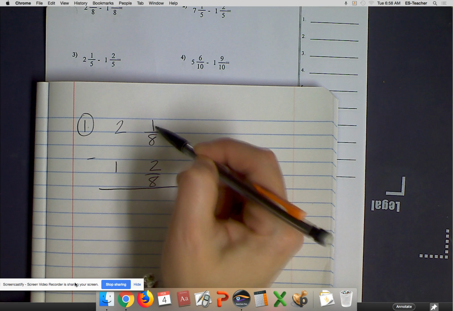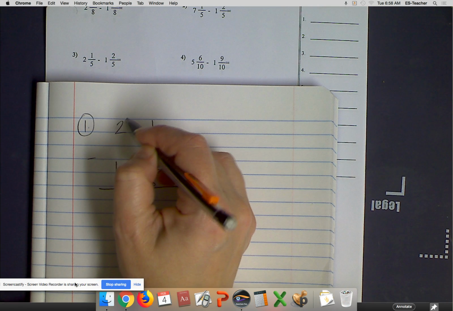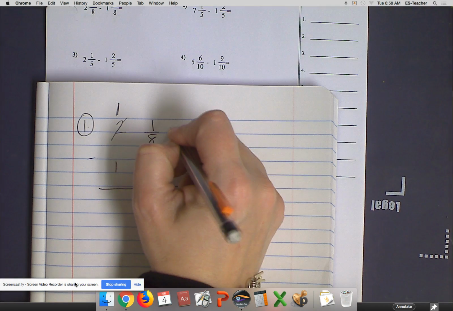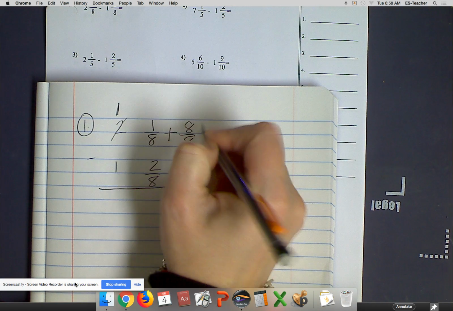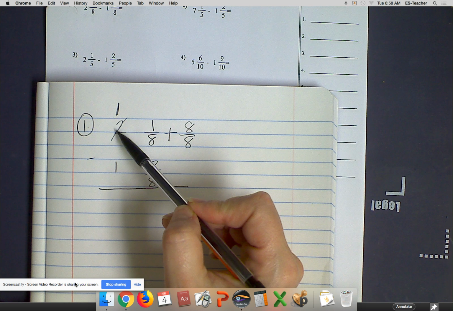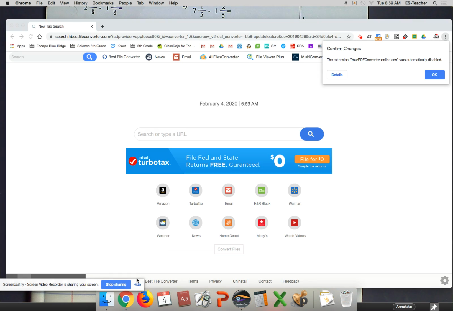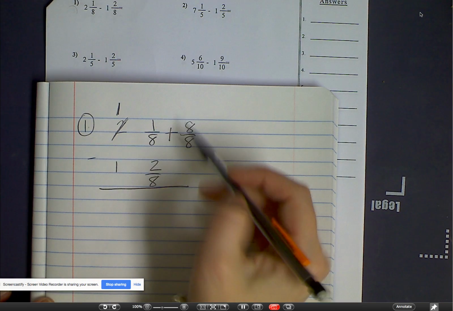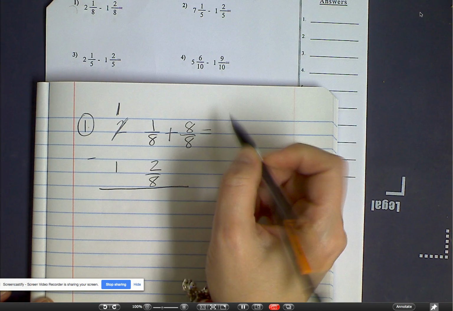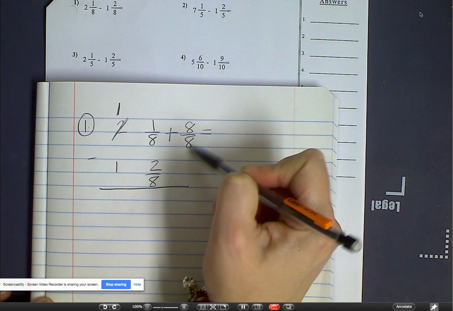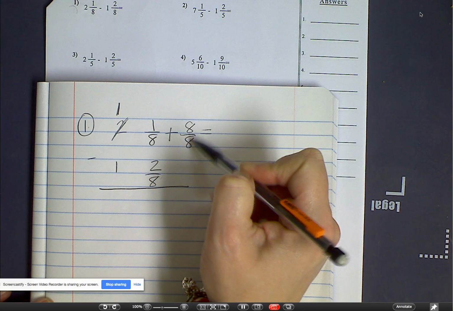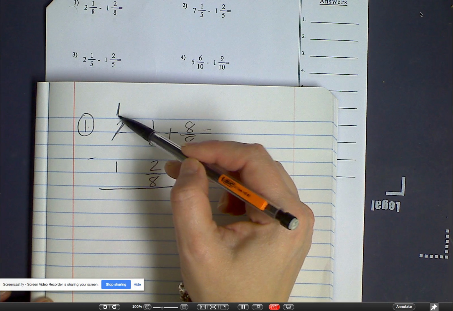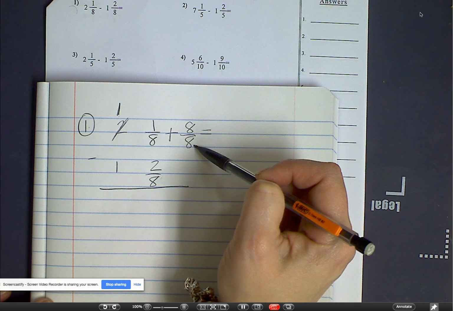So I can't do 1 minus 2. So I'm going to come over here and change this to a 1, and then I'm going to add 8 over 8. Remember, basically what you did is you just made change. Now you have 8 over 8, and you use the 8 because you want the same common denominator, and 8 over 8 just equals 1. The only thing I did was take 1 from here and add it over here as a fraction.